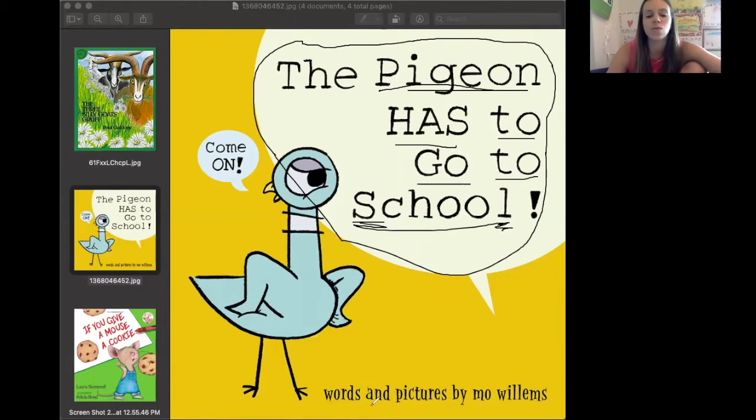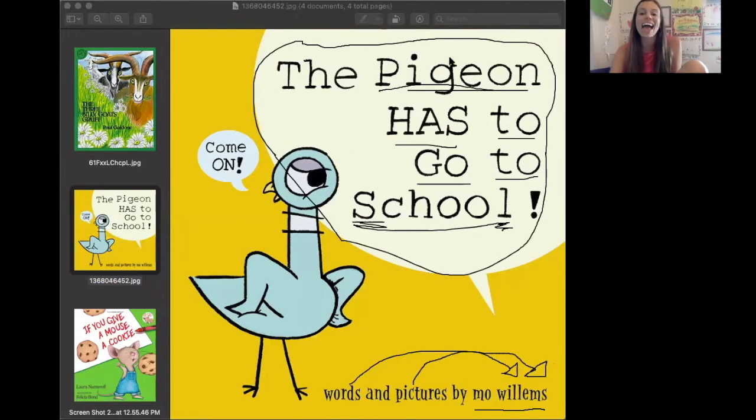And then down here it says Words and Pictures by Mo Willems. What does that mean? Who is the author? You can say the author is, yeah, the author is Mo Willems. He wrote the words. What about the pictures? Who is the illustrator? You can say the illustrator is, that's right, the illustrator is also Mo Willems. He wrote the words and drew the pictures.